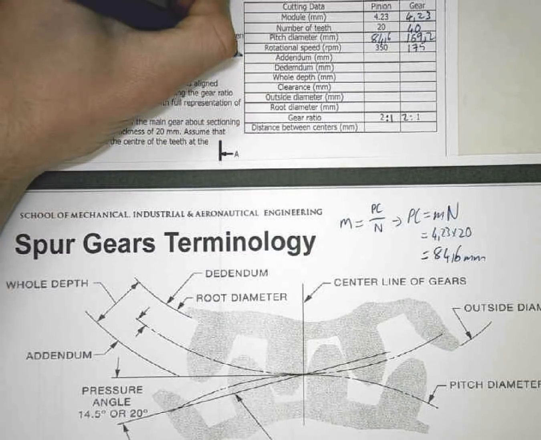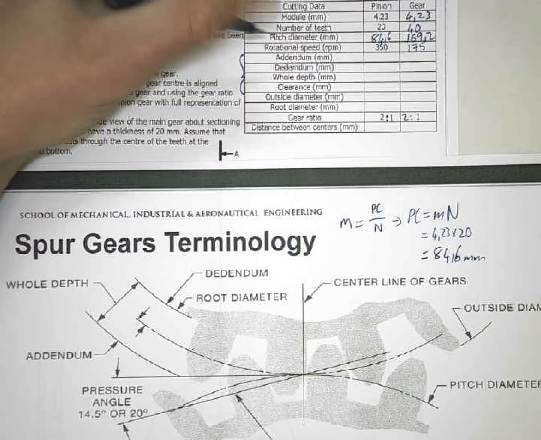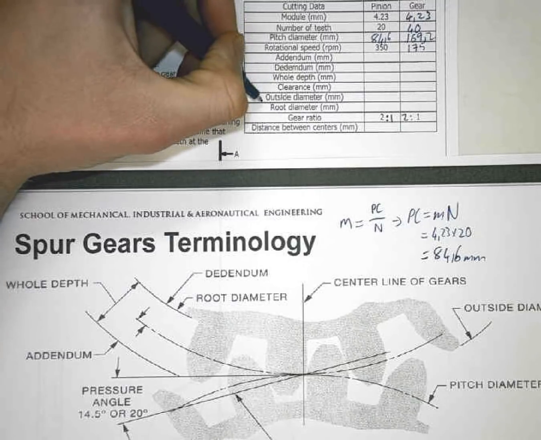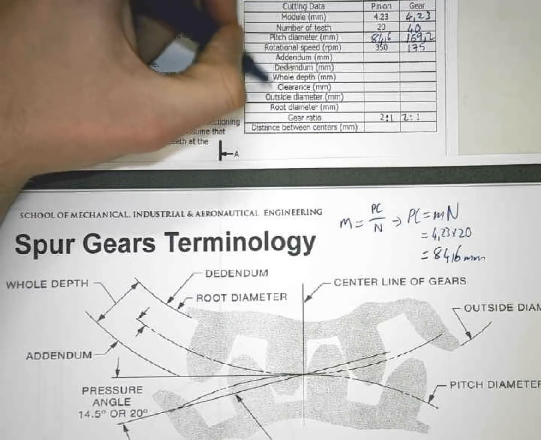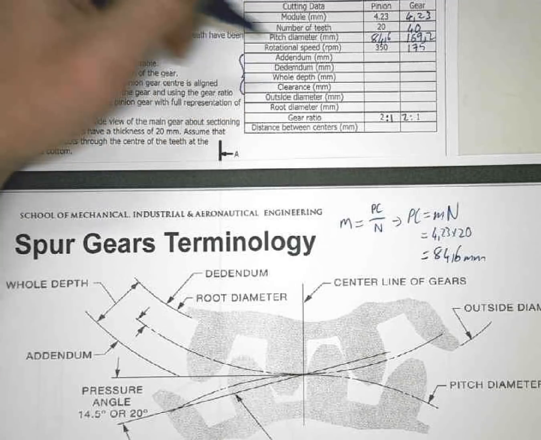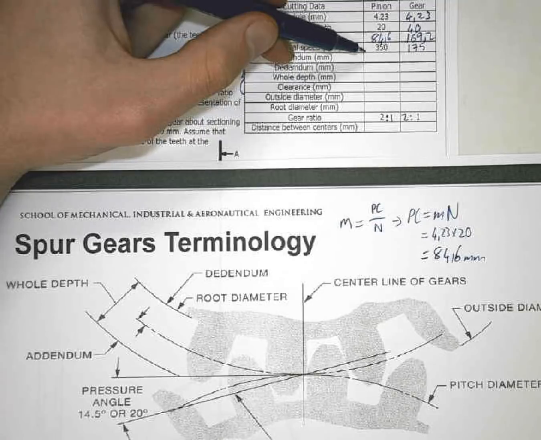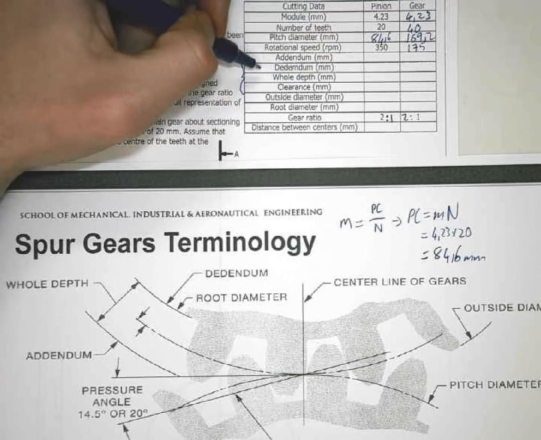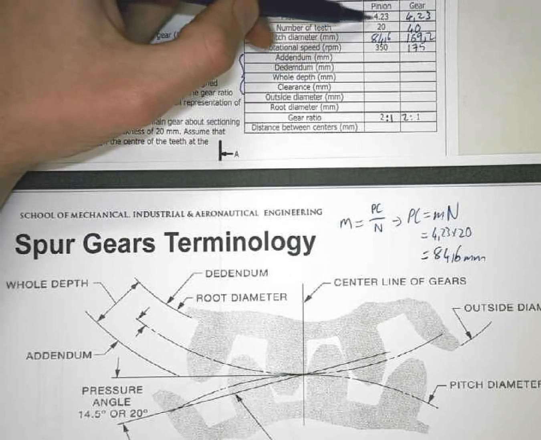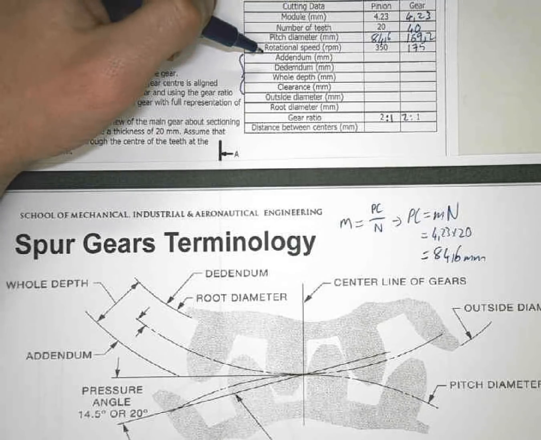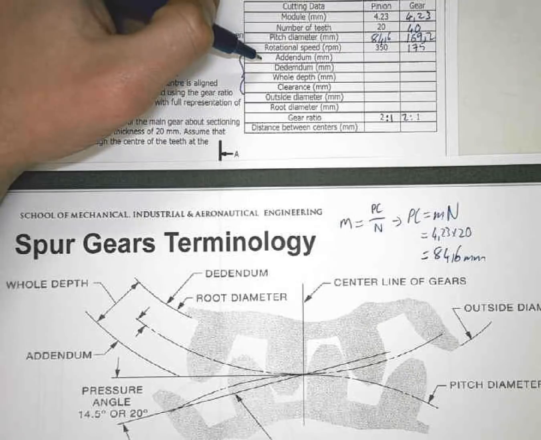When looking at the next four entries in our table, the addendum, the dedendum, the whole depth, and the clearance, these four here, these dimensions relate directly to the teeth of the gear. Now, because each of these, the pinion and the gear, have the same module, the teeth are going to be the same size, which will allow them to mesh.